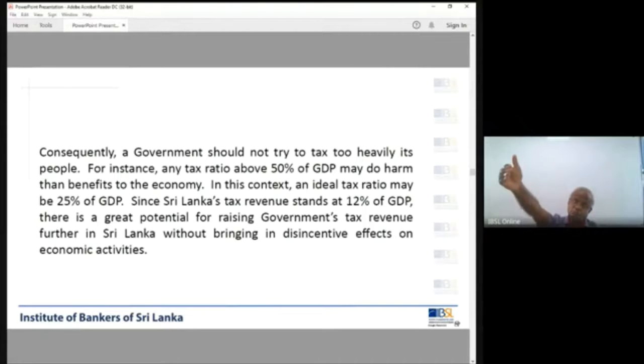A very huge tax ratio, a very big tax ratio, is a disincentive; people don't work. Then there's a curve called the Laffer curve. Laffer curve. I will draw this Laffer curve. We go to the board.